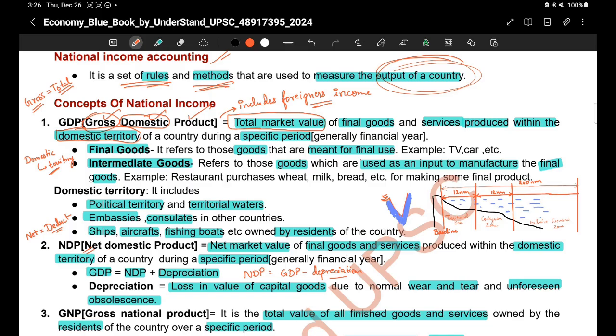Now, what does this mean? Domestic territory. It includes political territory. It includes territorial waters. It includes embassies, consulates in other countries, right? Then ships, aircrafts, fishing boats owned by residents of the country. All this includes the domestic territory. Among these people, whatever they produce, it's part of the GDP.